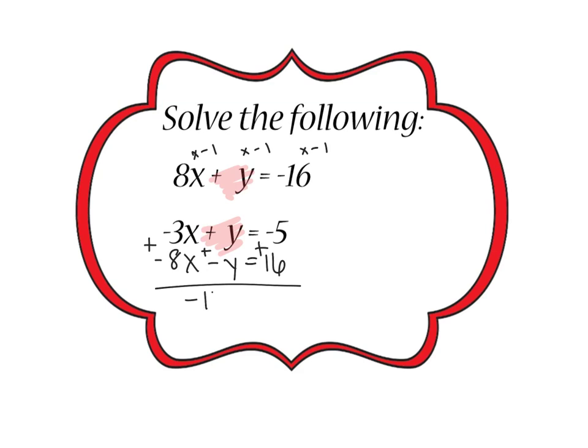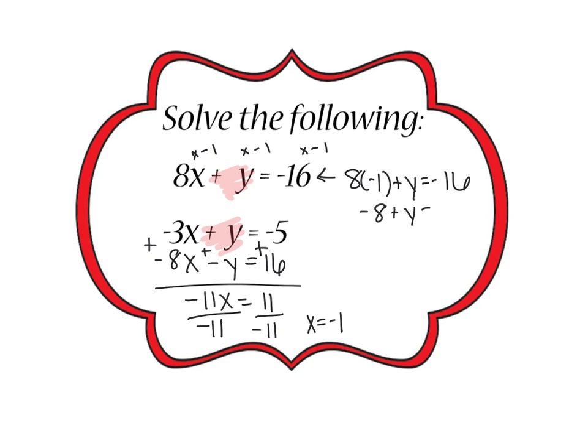-3x minus 8x is -11x. Like we said, the y's are going to cancel out. -5 plus 16 is 11. When I divide, I get x equals -1. I can plug that back in. I get -8 plus y equals -16. I add 8 to both sides. Y equals -8.